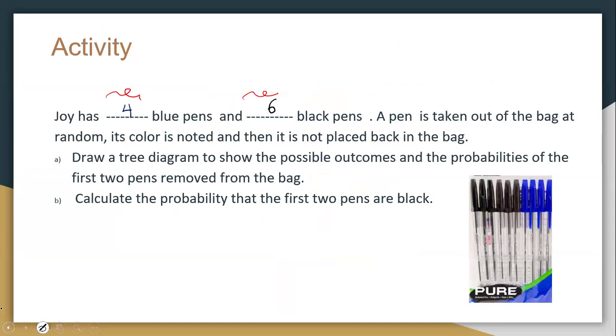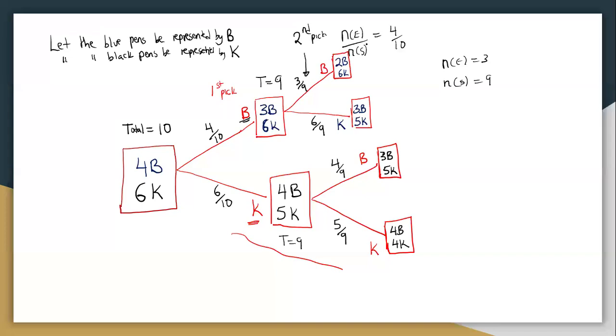Our question told us to draw a tree diagram to show the possible outcomes and the probabilities for the first 2 pens removed from the bag. That one we have done. Then the second one, calculate the probability that the first 2 pens are black. Now I'm going to come here at my branch. Now allow me to write for you here.